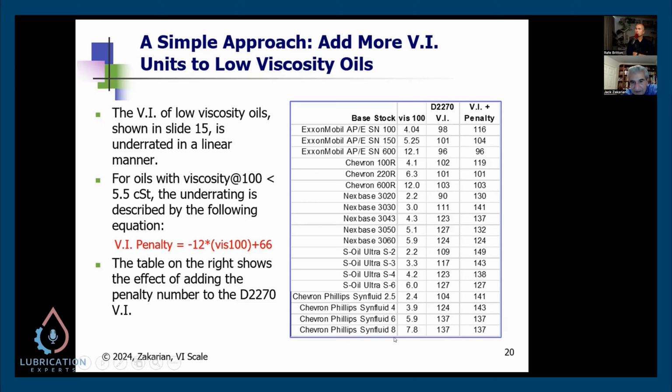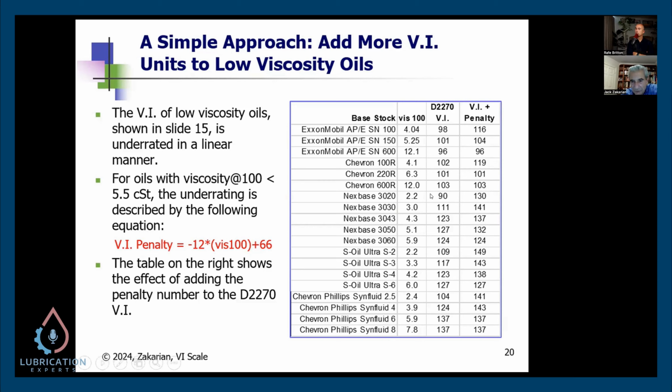Let's go down here and look at Nexbase. Nexbase is group 3. They make a 2 centistoke oil, a 3, 4.3, 5.1, 5.9. So the 2.2 oil comes out with a VI rating of 90. And if you use the penalty equation, it should be 130.